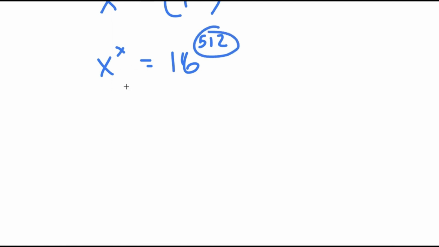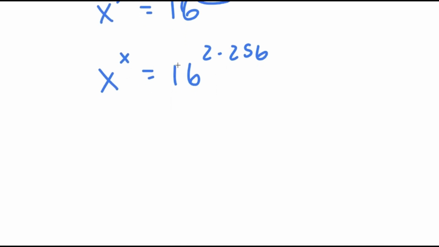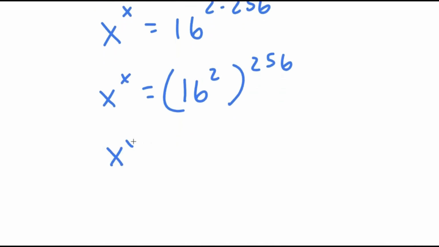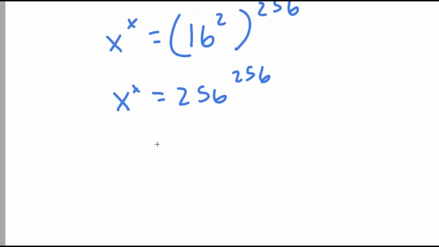Now 512 I can rewrite as 256 times 2. So I have x^x is equal to 16 to the power of 2 times 256. Now, I'm going to do the same thing again. So I have 16 to the power of 2, to the power of 256. And 16^2 is equal to 256. So now I have x^x is equal to 256^256.